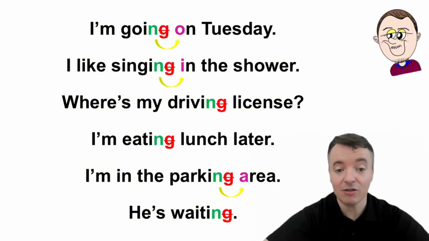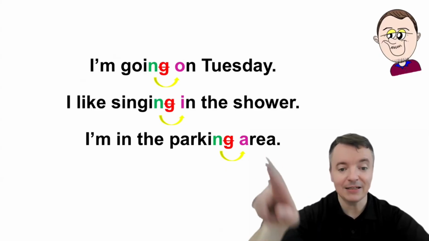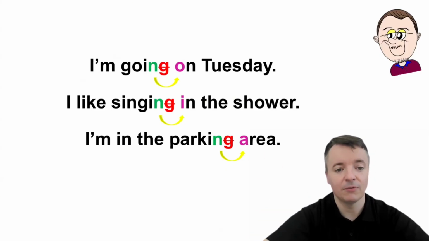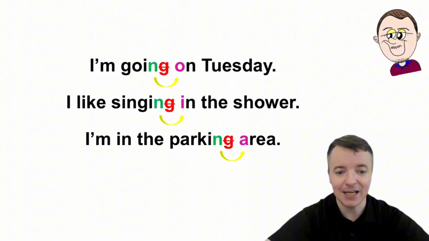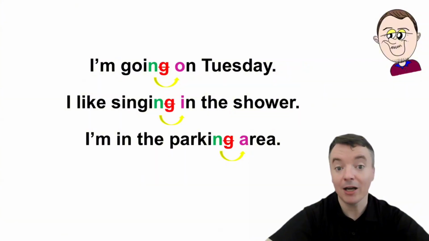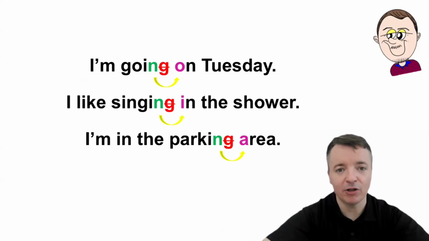Yeah, so you notice these three, the G is dropped and then it links to the following vowel sound. I'm going on Tuesday. Singing in the shower. I'm in the parking area. So this is also super common. All these types of pronunciation always work together. G dropping and linking, super common.